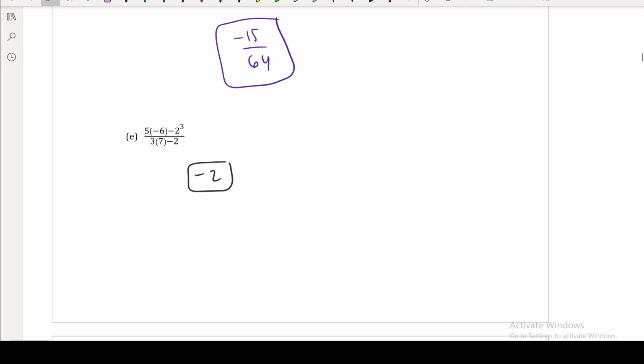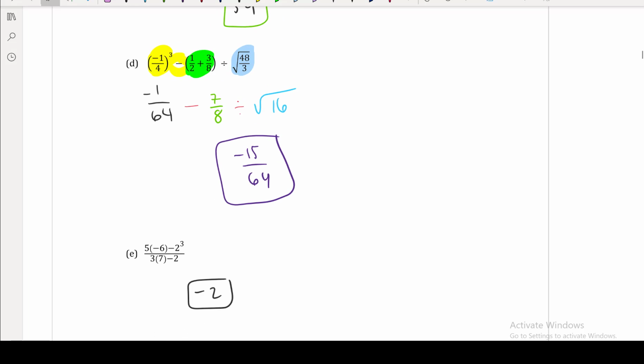So my final answer here would be a -2. And that is the end of this section.